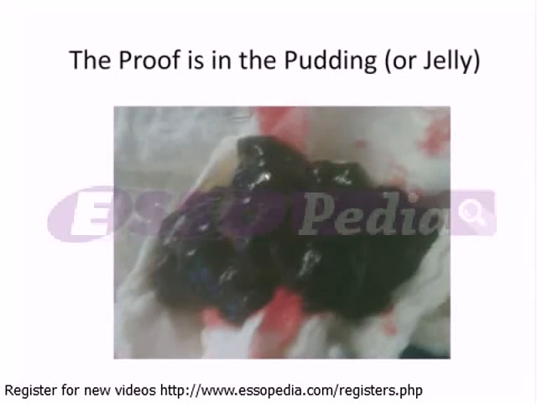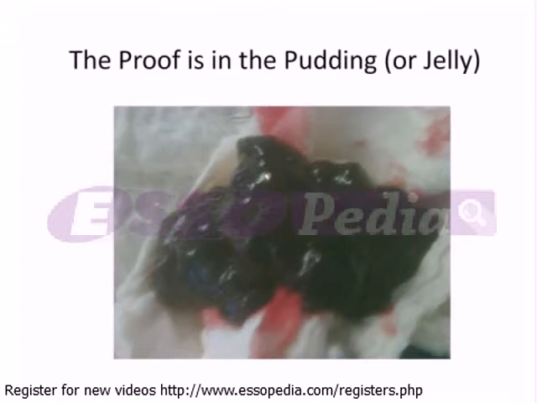Because this patient was acutely crashing, the chest was opened up in the intensive care unit, and the surgeon scooped up large clots from the pericardium, and the patient improved subsequently. And as we say, the proof is in the pudding, or in this case, in the jelly.